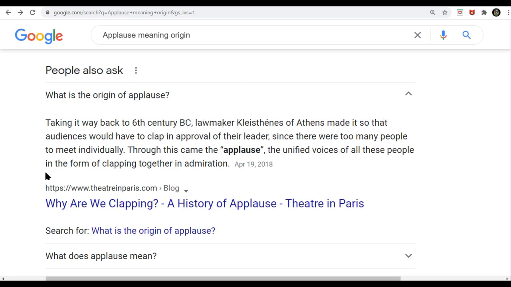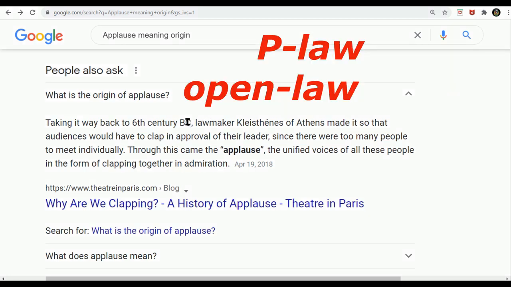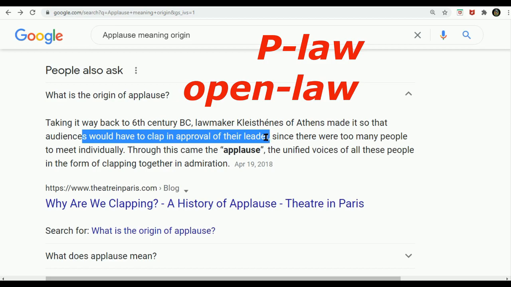Athens made it so that audiences would have to clap in approval of their leaders. Since there were too many people to meet individually, through this came the applause of unified voices of all these people in the form of clapping together in admiration. It was a law that they would have to clap in approval of their leader.